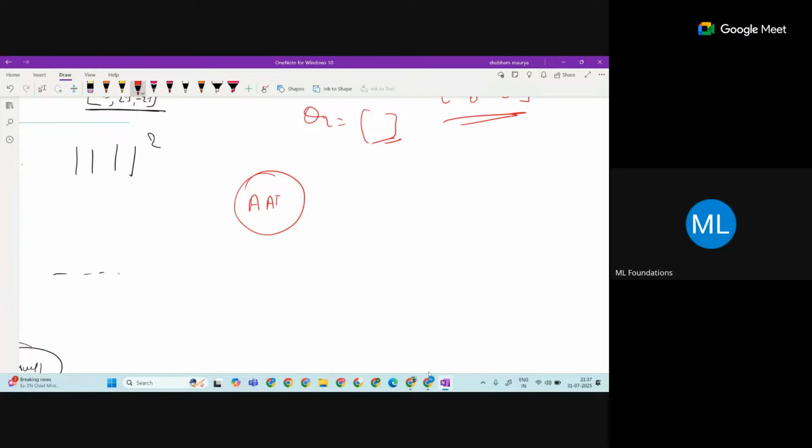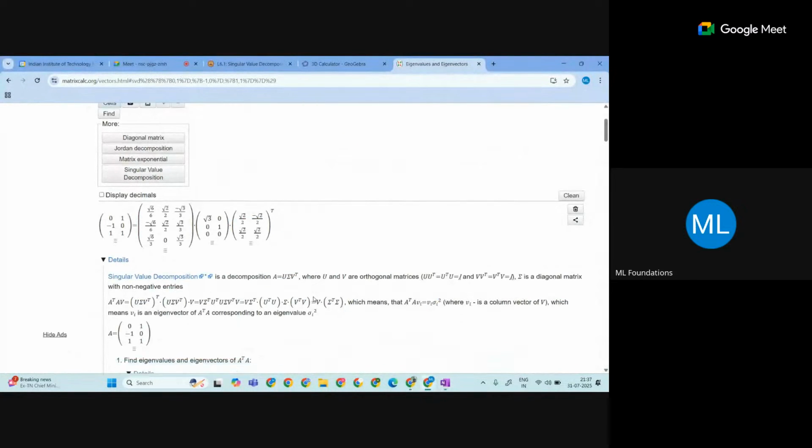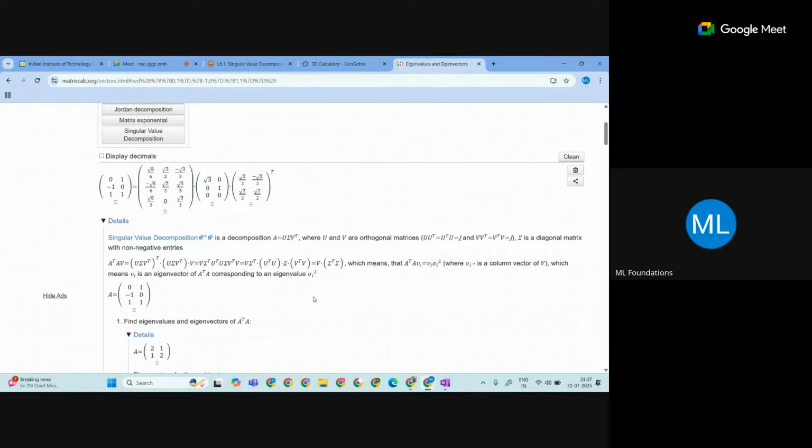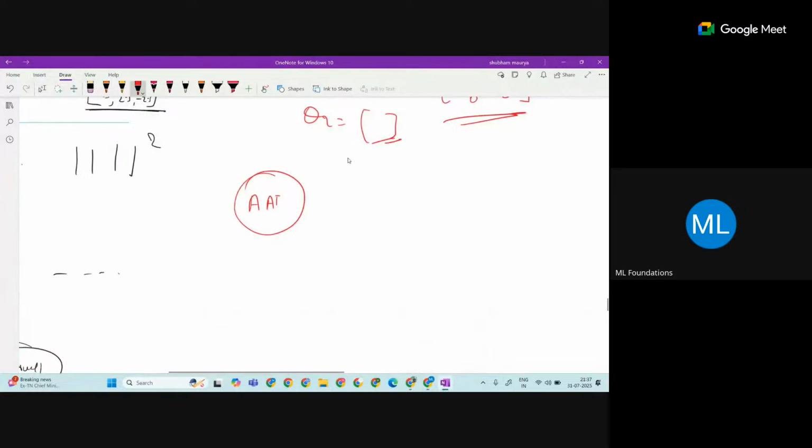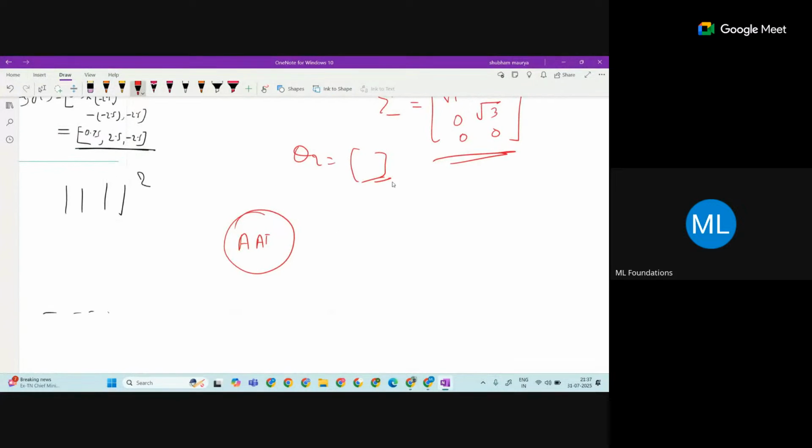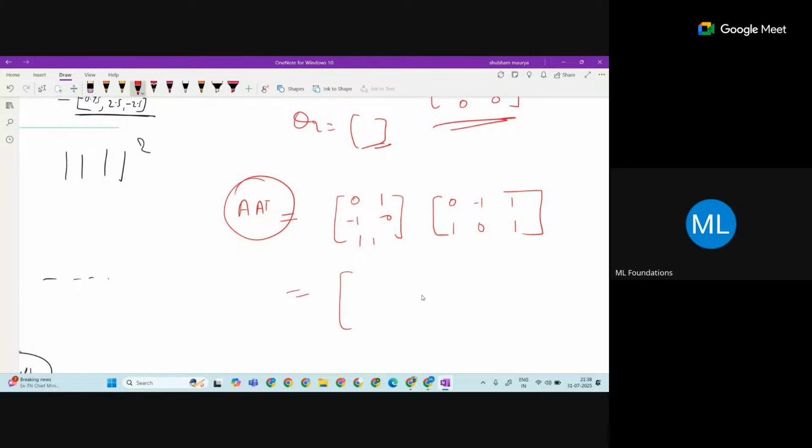So this calculator method is the usual method we've seen, but sometimes we directly find this Q1 from the eigenvector of A transpose. So we have A as 0 1, minus 1 0, and 1 1, and A transpose is going to be 0 1 minus 1 0 and 1 1. And if you multiply it, you will get a square matrix of order 3.